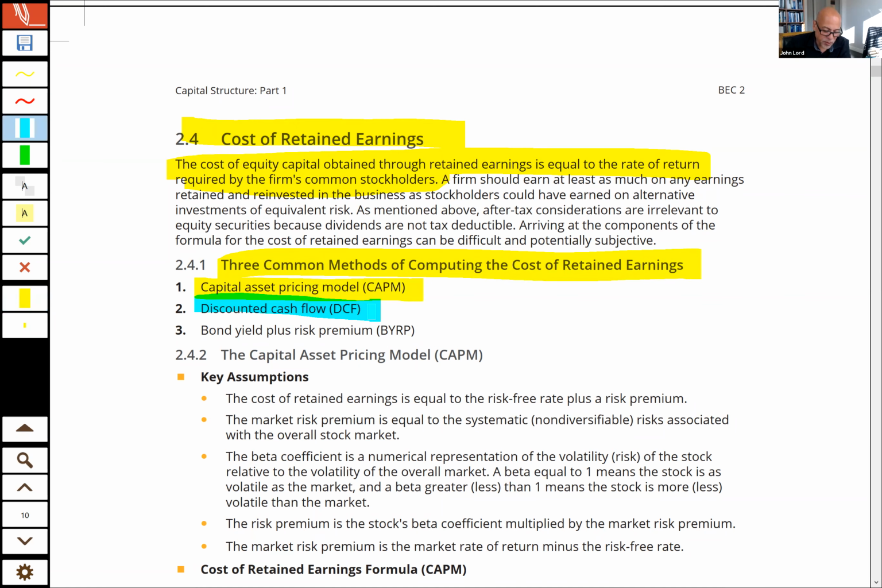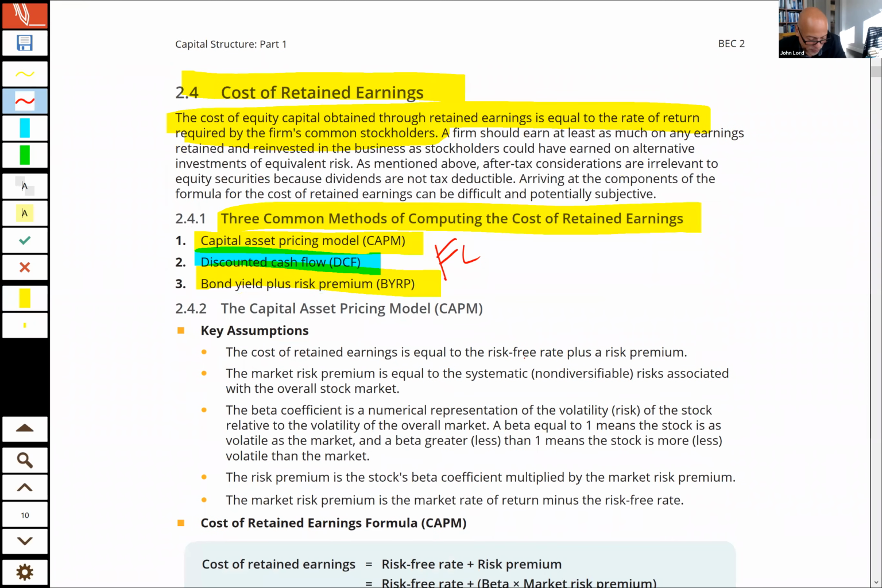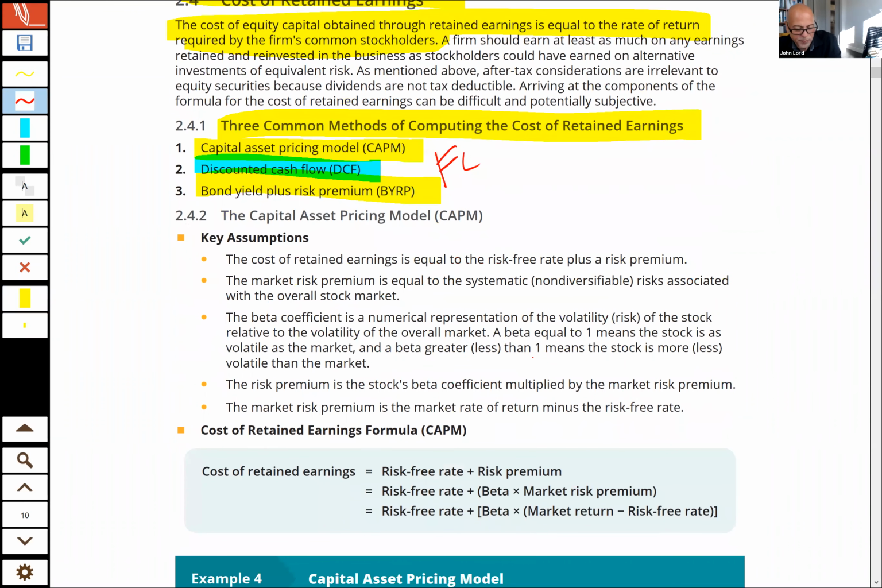Discounted cash flow, and then bond yield plus risk premium. And why don't you go ahead and flashcard those three? I could see somebody asking you an essay question. What are the three types of methods for computing the cost of retained earnings?